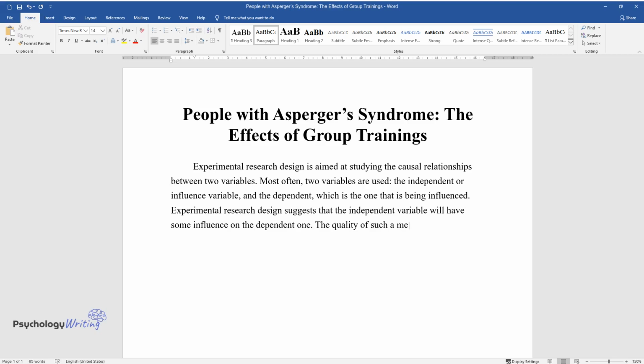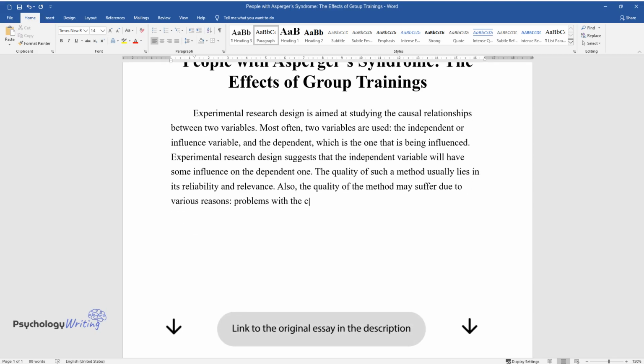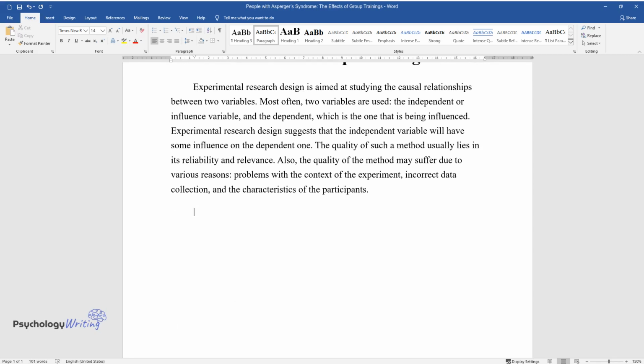The quality of such a method usually lies in its reliability and relevance. Also, the quality of the method may suffer due to various reasons: problems with the context of the experiment, incorrect data collection, and the characteristics of the participants.